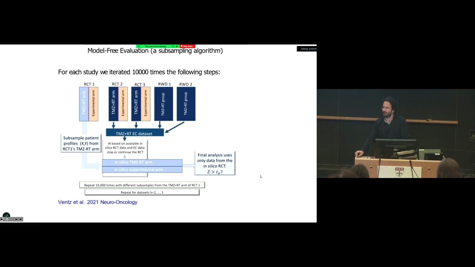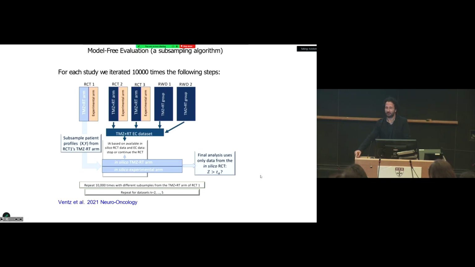Here's another approach that we use, again, to do validation. And I'm back to the idea of using external data for interim decisions during the course of the study. The key idea here is resampling in order to produce clinical trials with a computer.